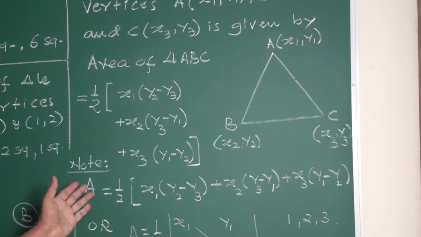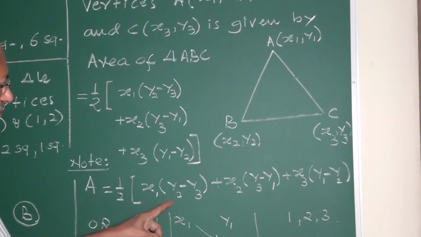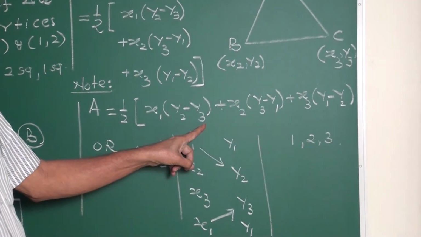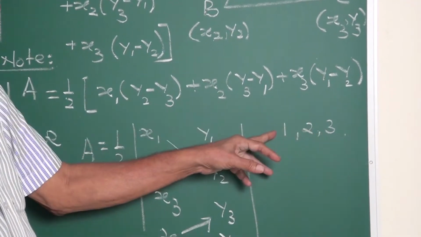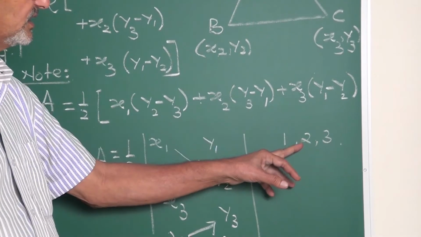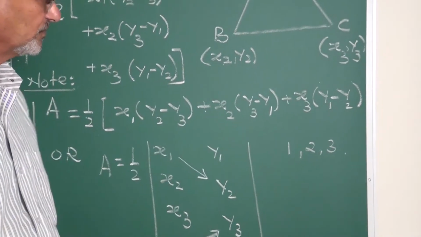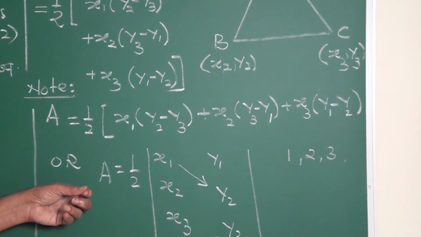Otherwise, write x into (y minus y) like this, then you go on. 1, 2, 3, continuous numbers. 2, after 2 is what? 3, after 3, 1, 3 minus 1. 3, after 3 is what? 1, next is 2, 1 minus 2, like this. And there is one more, it is also very, very simple, my friends.